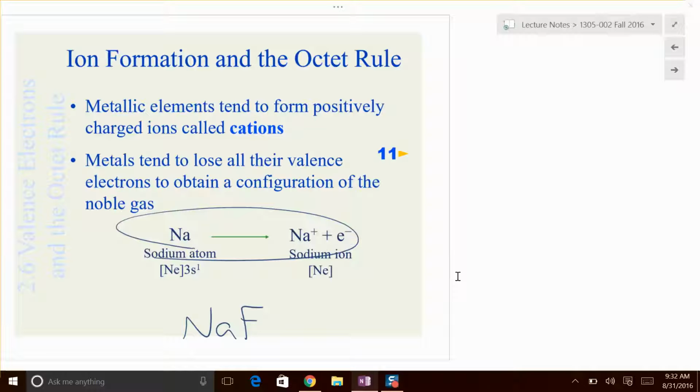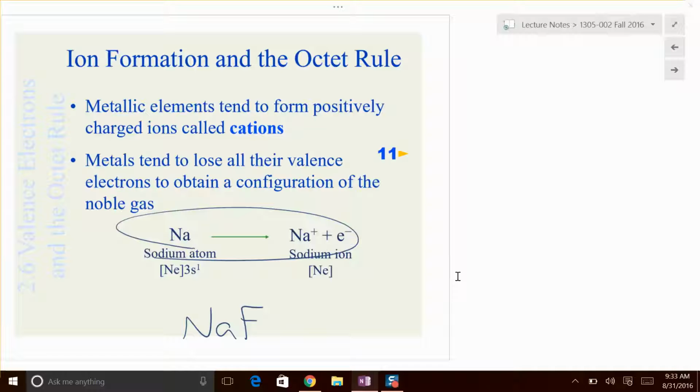Okay, so we left off here last time talking about formation of ions and how we can predict the charge of an ion. An ion is a charged particle. So these elements can become charged because they want to obtain a stable electron configuration. And that stable electron configuration is looking like this. If I can look like these guys, I have a stable electron configuration.